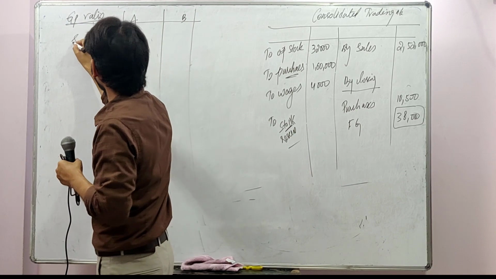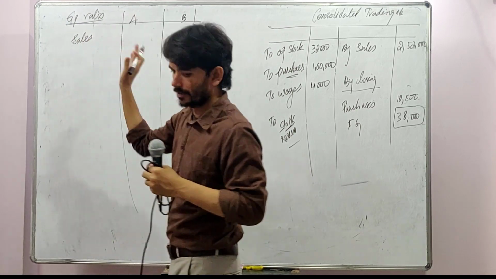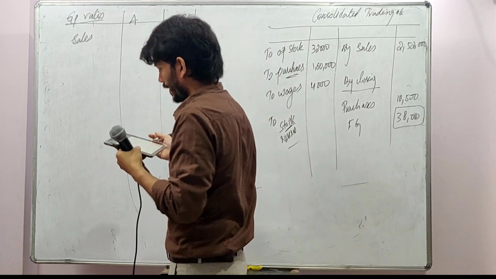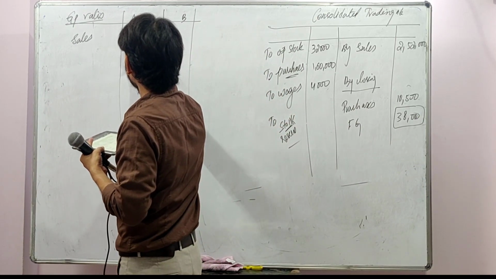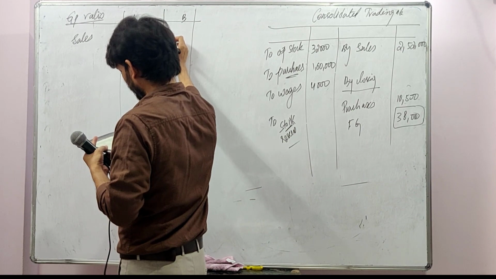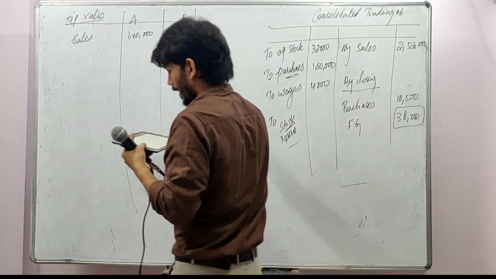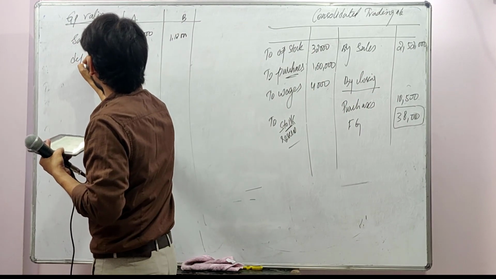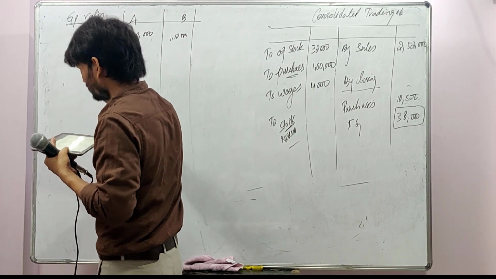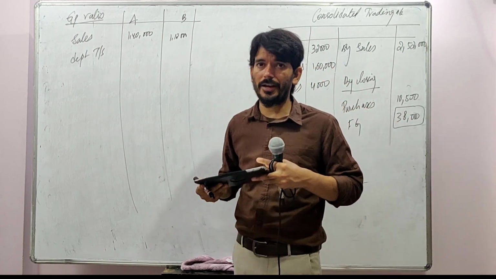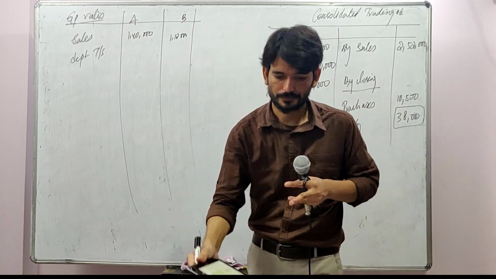Sales, I just closed everything. Have a look at the question from your side. A is making 1,40,000 sales. B is making 1,12,000 sales. That's how we got this 2,52, right? And then departmental transfers. Why are we calling this? Because departmental transfers also I made it at my market price.